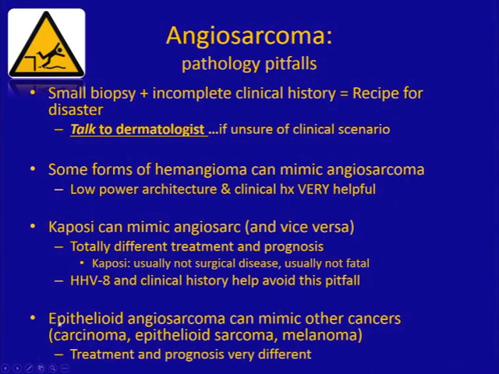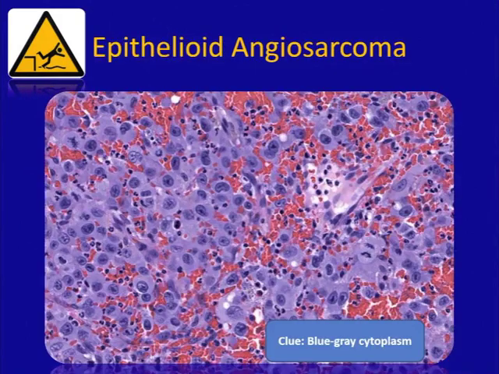All right, and then finally, epithelioid angiosarc looks like other cancers. It looks a lot more like a carcinoma or a melanoma. It can look like epithelioid sarcoma. It can look quite different, and it often expresses keratin. But again, the treatment and prognosis is very different for epithelioid angiosarc versus these entities here. So it's really important to keep epithelioid angiosarc in mind anytime you have an epithelioid lesion that you're not sure how to classify. So here's an example, epithelioid angiosarc.